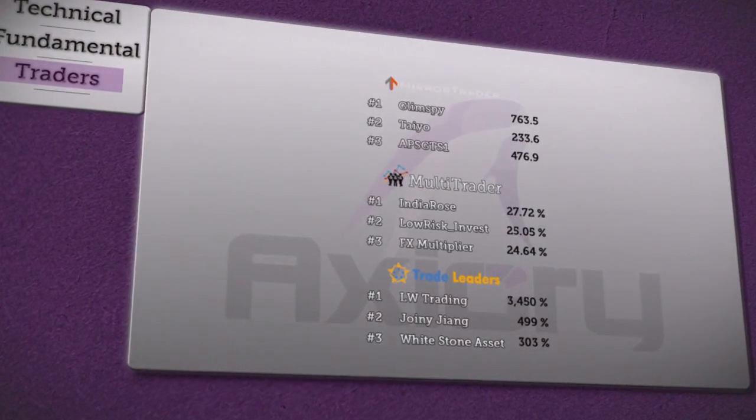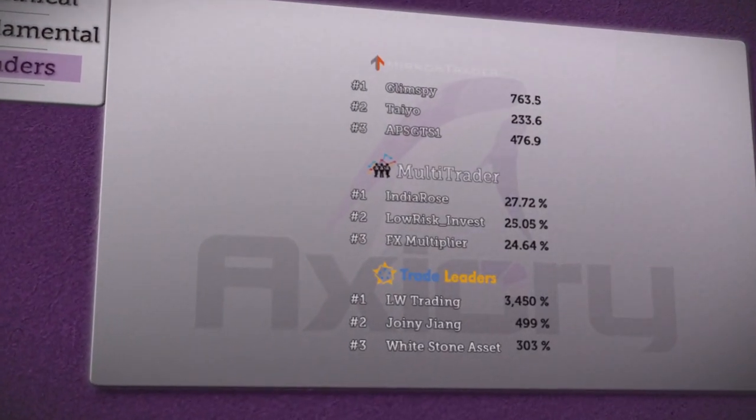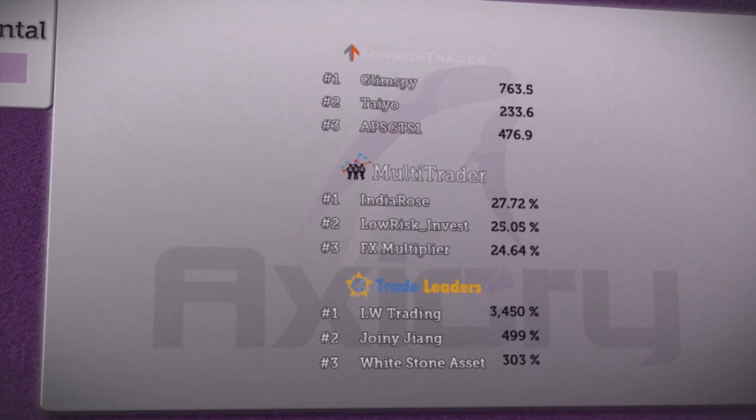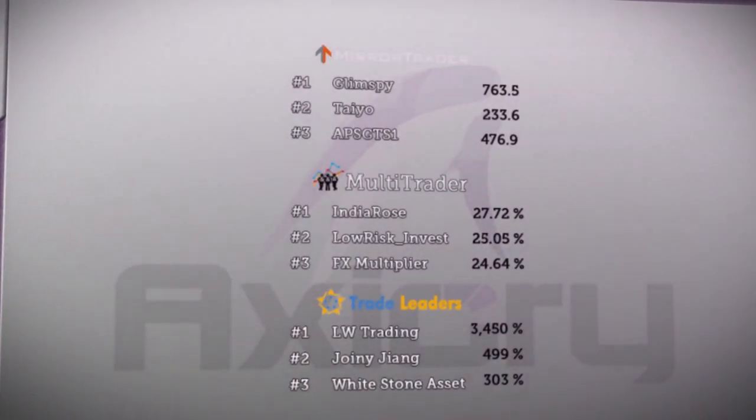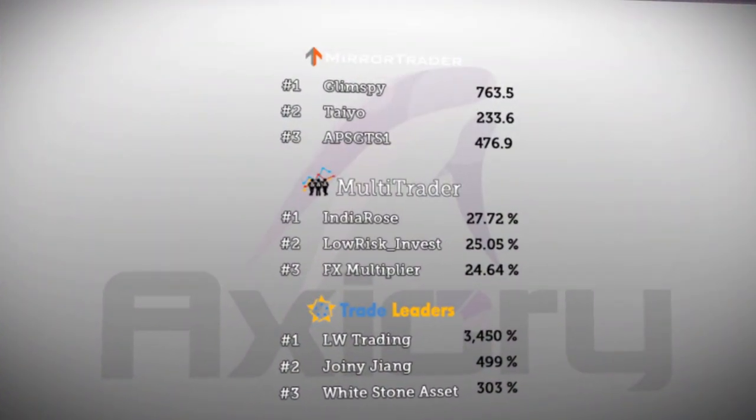Before we finish, Axiory brings you a short overview of the best traders on Axiory. According to the T-score ordering, Glimpsy strategy remains at first place despite recording loss 110.8 pips. TO is holding at second position, falling slightly to 233.6 pips, and APS-GTS1 was able to regain third place with 476.9 pips. FX multiplier, which was at first place yesterday, lost 2.22% in monthly gain and fell to third place.